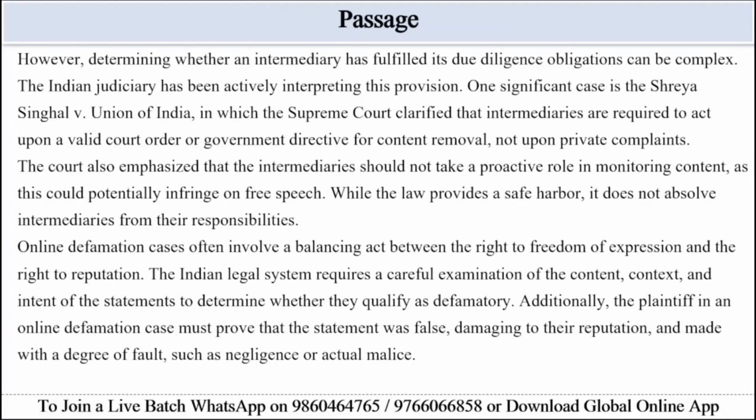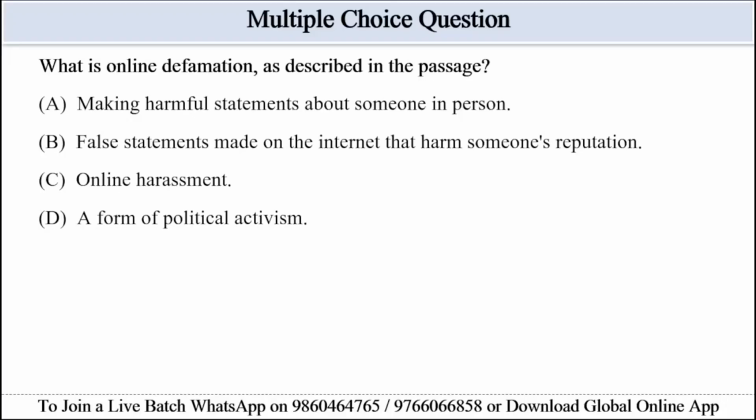So this question is asking for the meaning of online defamation according to the passage. The passage states that online defamation cases involve examining content, context, and intent to see if statements qualify as defamatory, and adds that the plaintiff must prove the statement was false and damaging to the reputation. So in case of option A, making harmful statements about someone in person, this is offline face-to-face defamation, whereas the passage is about statements made on the internet. In case of option C, online harassment, this harassment is broader and mainly includes repeated conduct and threats. The passage specifically focuses on false, reputation-damaging statements.